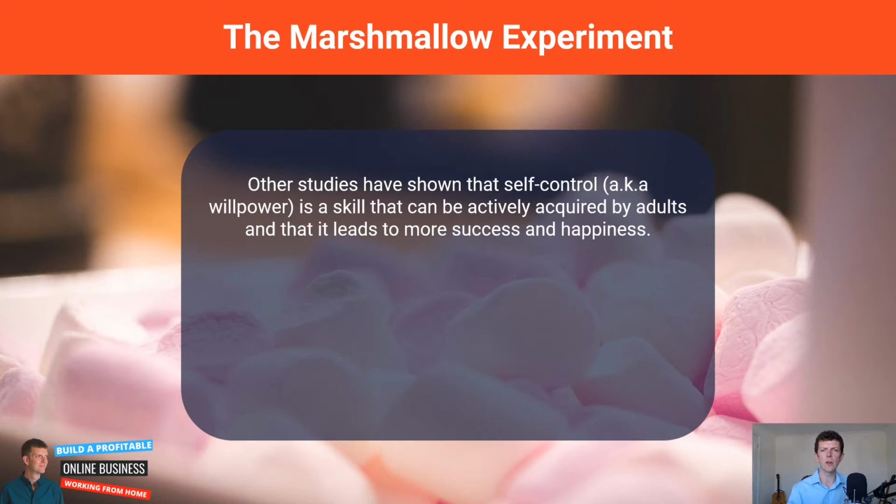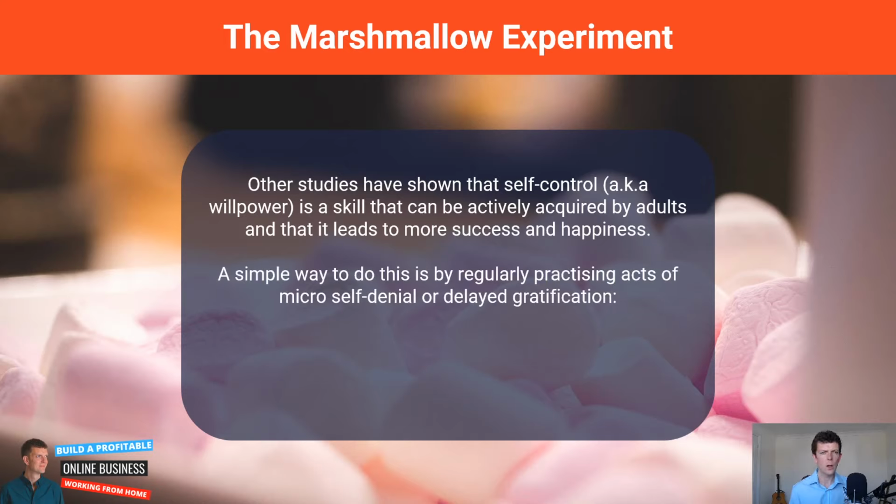Now, other studies have shown that self-control, also known as willpower, is a skill that can be actively acquired by adults, and it leads to more success and happiness. A simple way to do this is by regularly practicing acts of micro self-denial or delayed gratification. I'll give you some examples of what we mean by delayed gratification and micro self-denial. They might seem trivial at first, but they're really important.